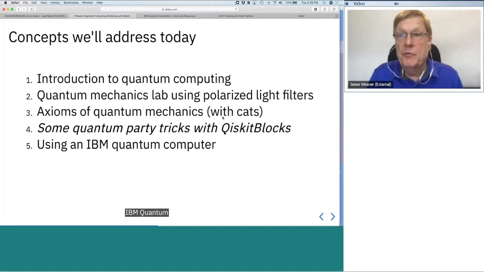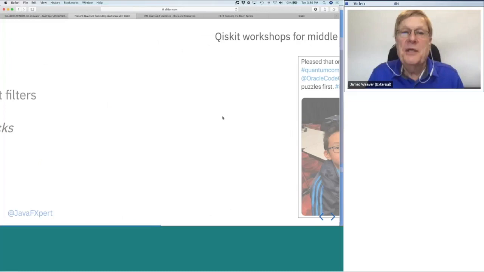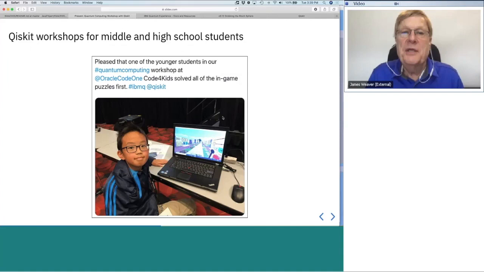And in the home page for this presentation, there's a link called Qiskit Blocks. And if you go there, then there are some instructions for downloading the game and for running it and things like that. And so this happens to be one of the participants in the Code for Kids. And this kid solved all the puzzles first and was probably one of the youngest participants. So there's some instructions on installing and running. You can do that at your leisure.